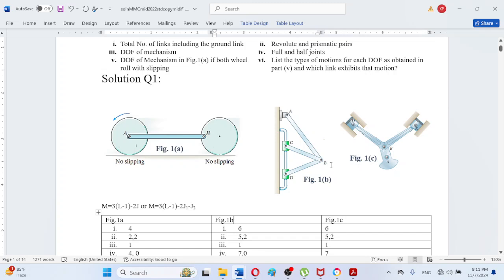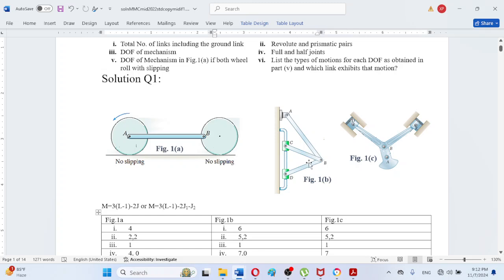But as we can observe, here the terminology of order of joint can be applied, which states that the number of links connected at a joint minus 1. This is the order of the joint. So there are a total of 3 links connected, so the order of the joint at B is actually 2.